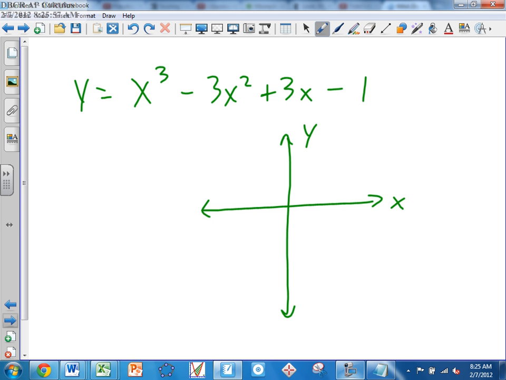Stop singing, you guys are terrible. Just sketch your graph. Oh my gosh. What you gonna do, Ryan? I can't see. I got this.